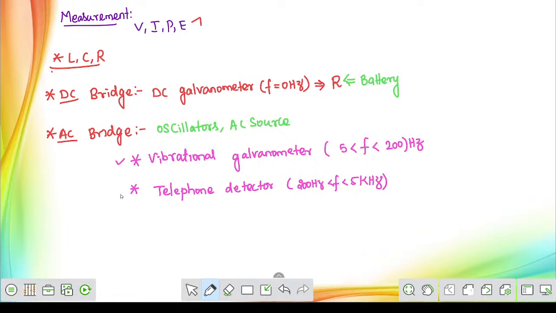The first one is the vibrational galvanometer, the second is the telephone detector, and the last one is the tuned amplifier. The frequency range of the tuned amplifier must be greater than 5000 Hz or 5 kHz. All put together under the AC bridge, we have three types. The vibrational galvanometer range is 5 to 200, the telephone detector is 200 to 5000, and the tuned amplifier is greater than 5000. That is all you have to remember.